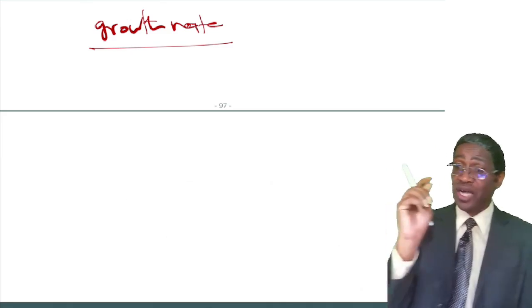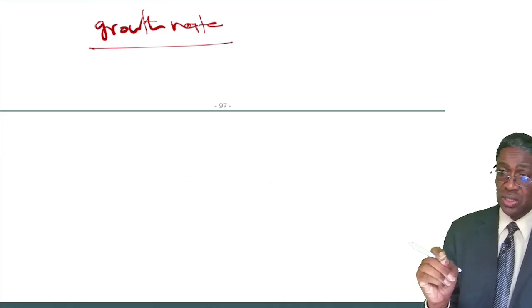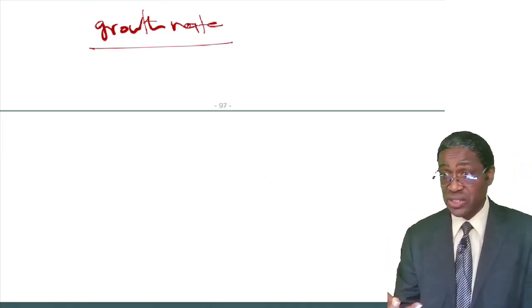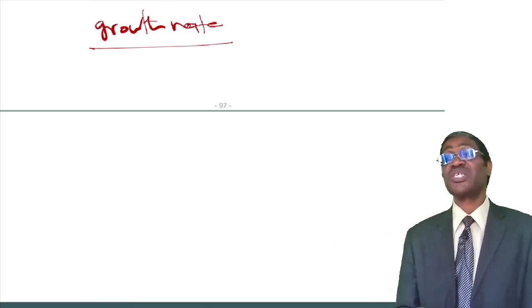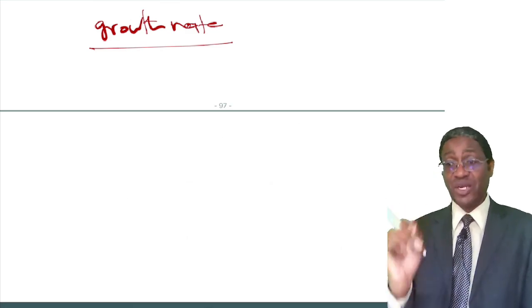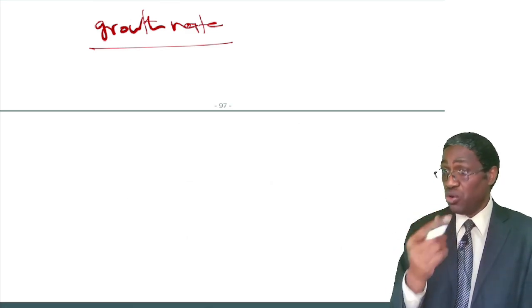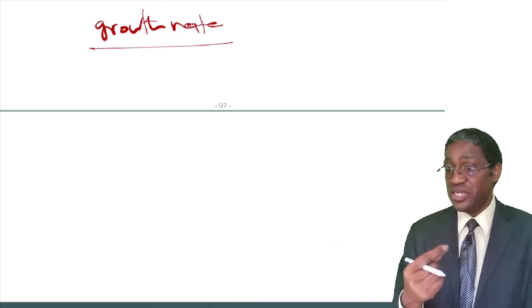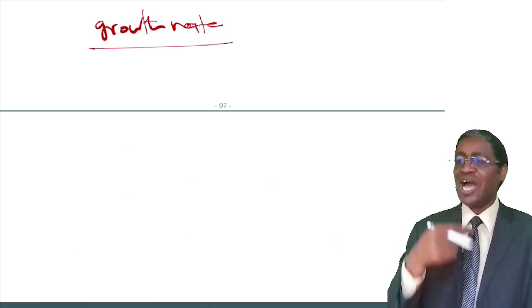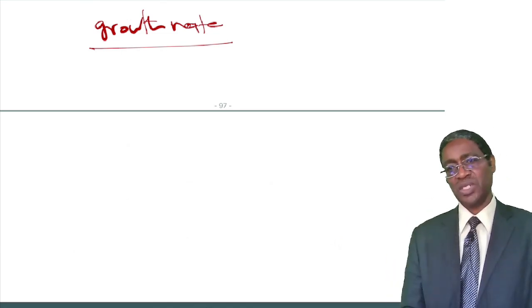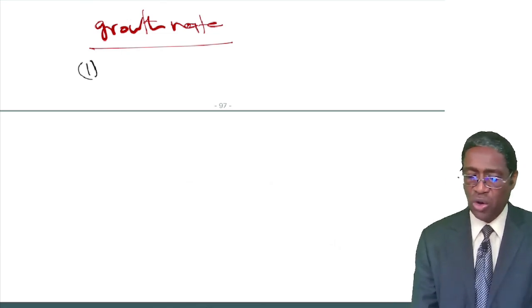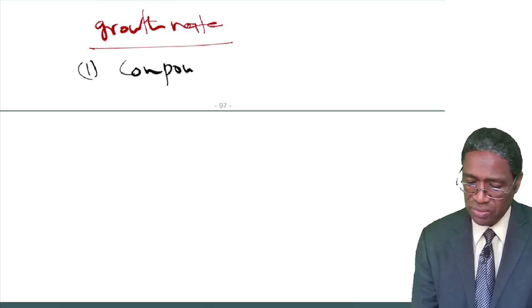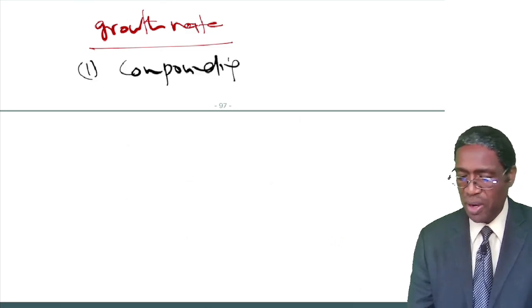When we were discussing the cost of capital, even in the valuation of shares, some exam questions don't give you the growth rate. It is again your responsibility to still calculate it. For you to get the value of the shares, the examiner may not give you the growth rate. How do you calculate it? We said one method of computing the growth rate is what we were calling the compounding method.